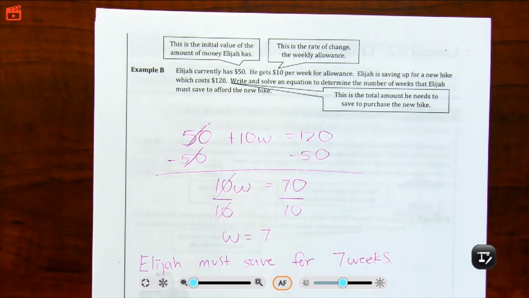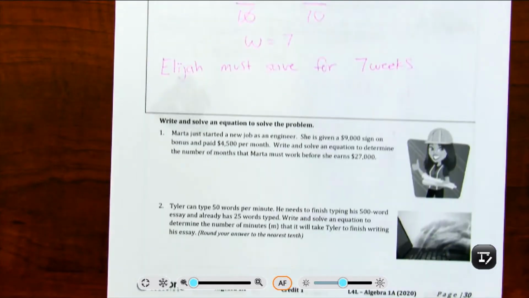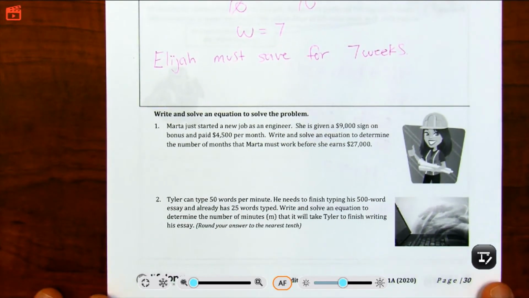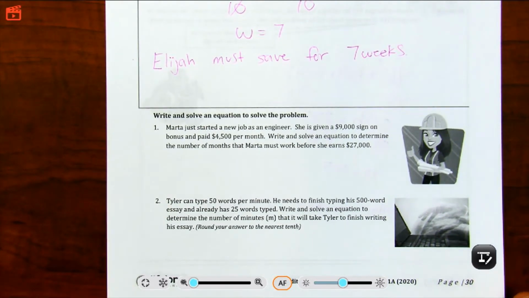Okay, next two problems. If you want to pause the video here and try these two problems on your own, and then press play to look at the solution. Marta just started a new job as an engineer. She is given a $9,000 sign-on bonus and paid $4,500 per month. Write and solve an equation to determine the number of months that Marta must work before she earns $27,000.